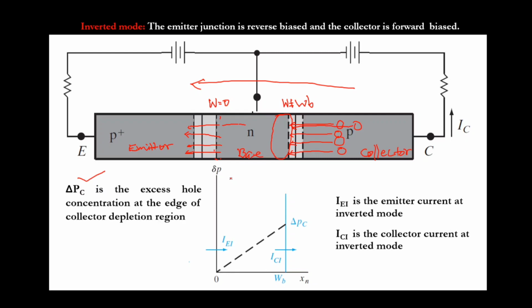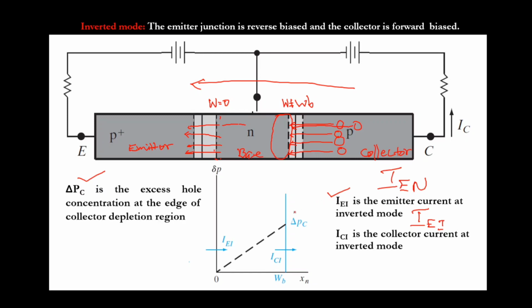Here IEI is the emitter current in inverted mode, and ICI is the collector current in inverted mode. That's what I stands for. Before it was IEN, the emitter current in normal active mode. Here it is IEI, the emitter current in inverted mode.